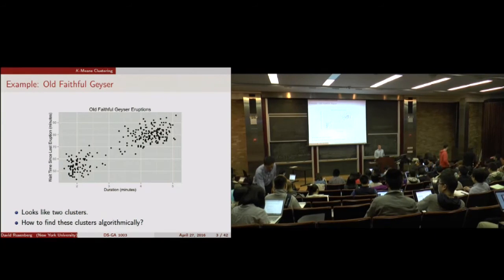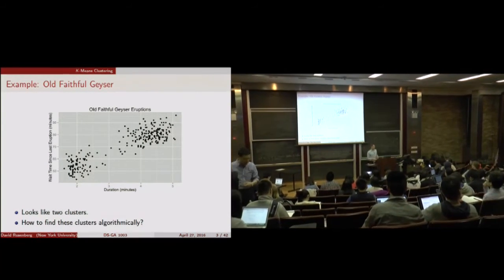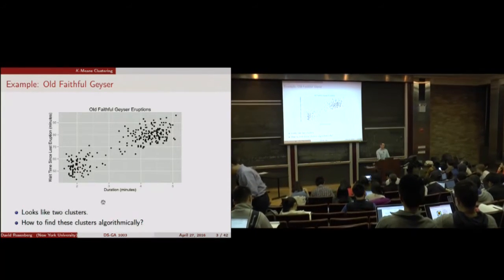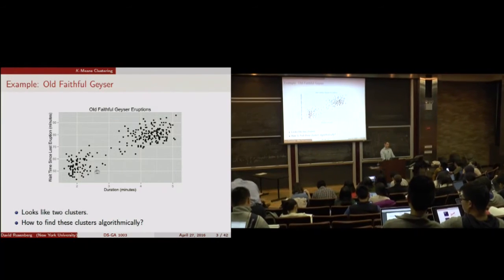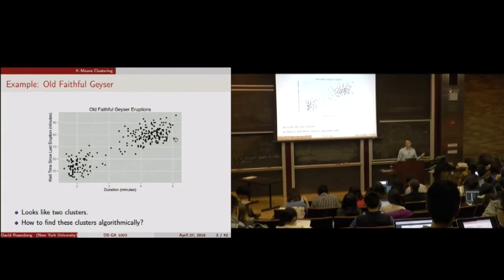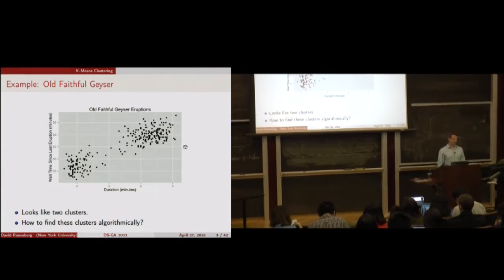Let's take a quick look to set it up. We're going to talk about mixture models, Gaussian mixture models. But let's warm up with k-means. Here's some data, old faithful geyser data. We have a lot of points. Visually, they seem to come in two clusters. Algorithmically, how can we find these clusters? OK, that's the problem.